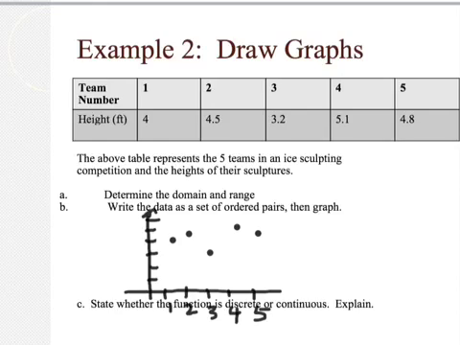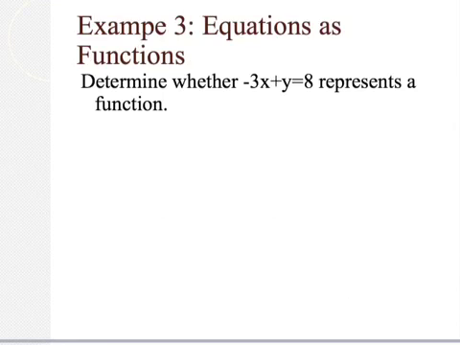And then finally we'll answer C. It says, state whether the function is discrete or continuous, and explain. The answer is obviously that it's discrete. It would make no sense to connect the dots here, because in connecting the dots, we're saying that there's some other values in between, and there's no team like 1.5 or 2.5, and there's just no other data that makes sense there. So we will not connect the dots. Doesn't make sense to do so, but we will say that it is a discrete function.